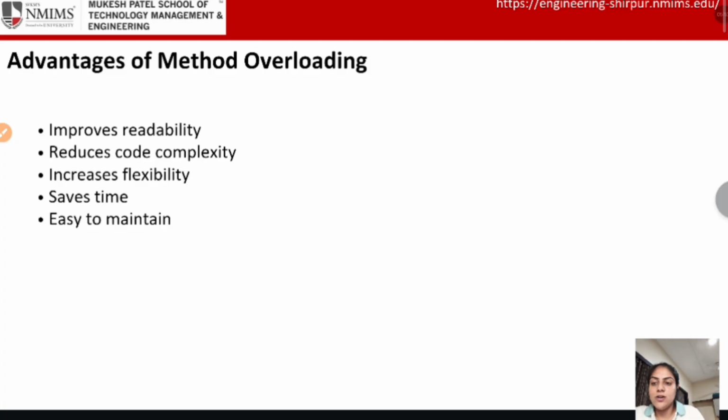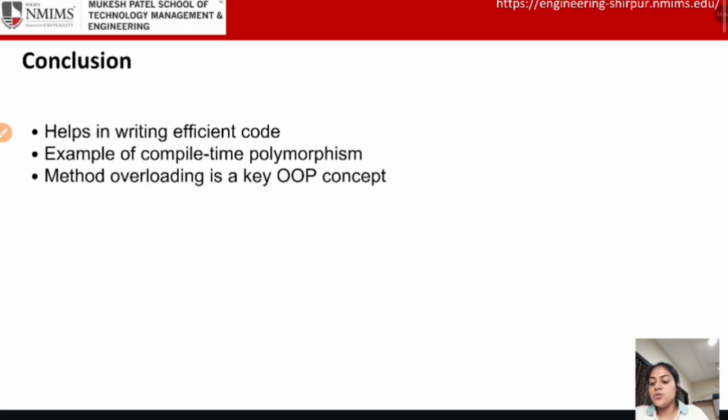Now moving to the conclusion. To conclude, method overloading is an important concept in Java. It allows us to use the same method name with different inputs, it improves code quality, and is widely used in real world programming. It helps in writing efficient code. It is an example of compile time polymorphism. Method overloading is a key concept of object oriented programming.